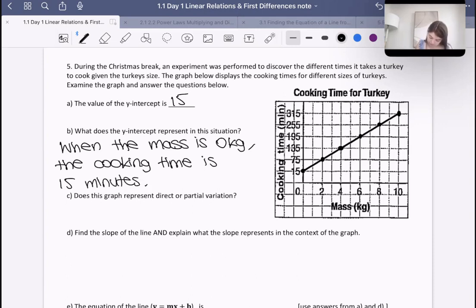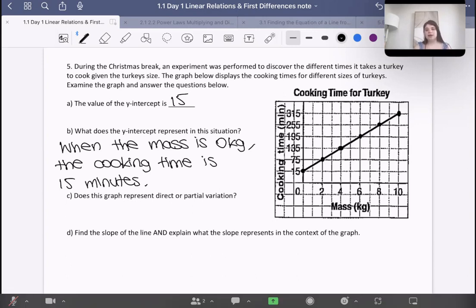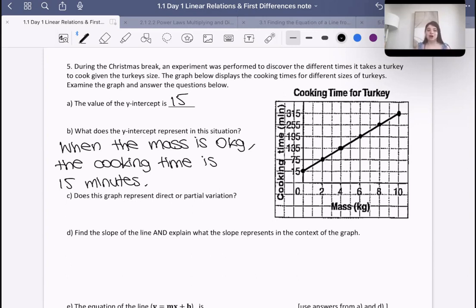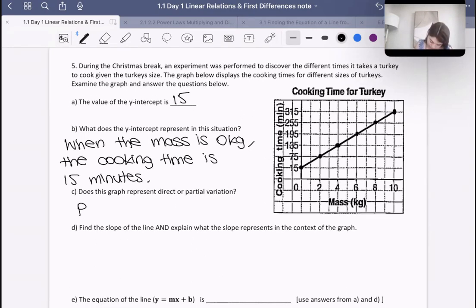minutes. Does this graph represent direct or partial variation? So again, this would represent partial variation because the y-intercept is not 0. So we will say partial variation, and that's the reason. I didn't actually ask for the reason, but I did want to give the reason why as well.